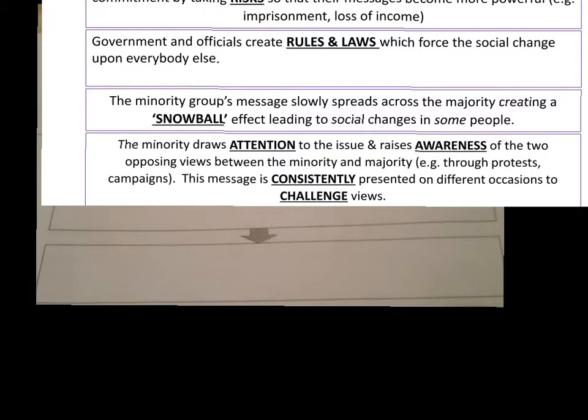You'll have probably seen rallies, perhaps in London, perhaps in Leeds city centre. Protests are obviously there to make a bit of noise and to get people to sit up and take notice. So all that action is doing at that initial point is that the minority is drawing attention to the fact that they are concerned about that particular issue. So we've got raising awareness through protesting, and we've sometimes got campaigns.